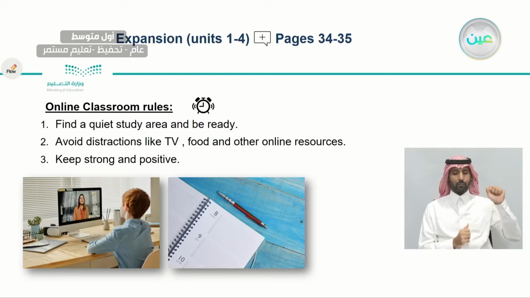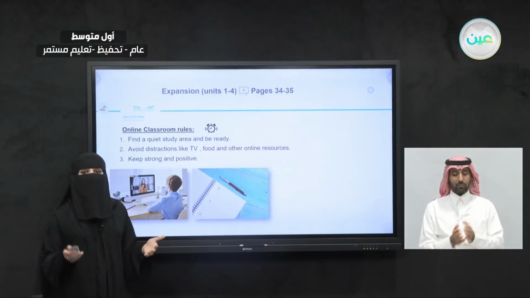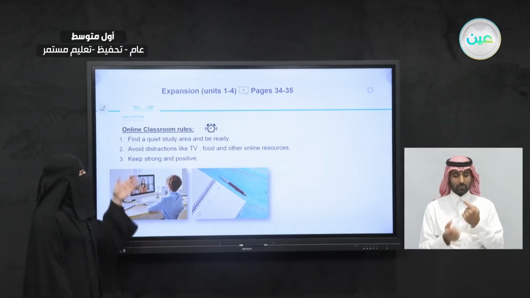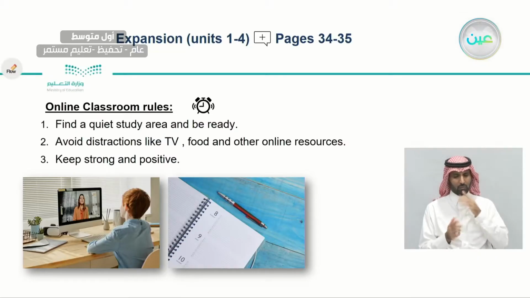Let's start with our online classroom rules. Number 1, find a quiet study area and be ready. Make sure you have everything around, your book, pen, pencil, and maybe someone to talk to. Number 2, avoid distractions like TV, food, or any other online resources. Number 3, keep strong and positive.